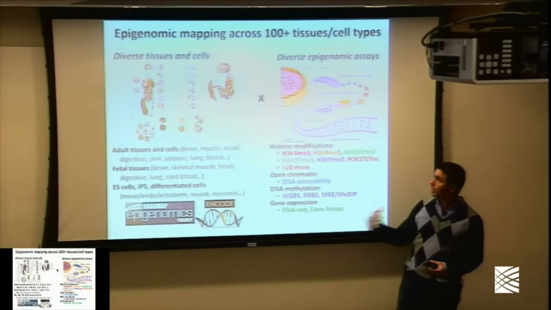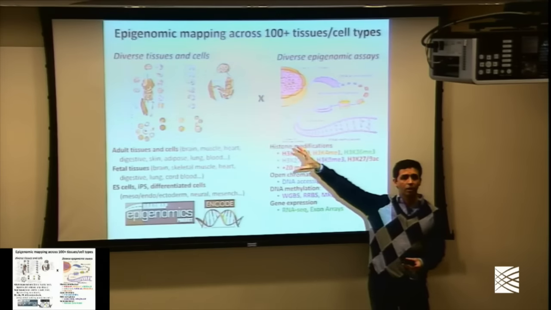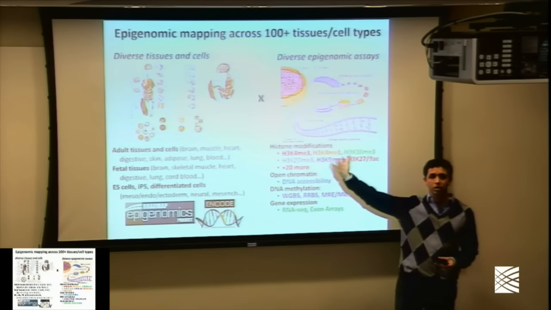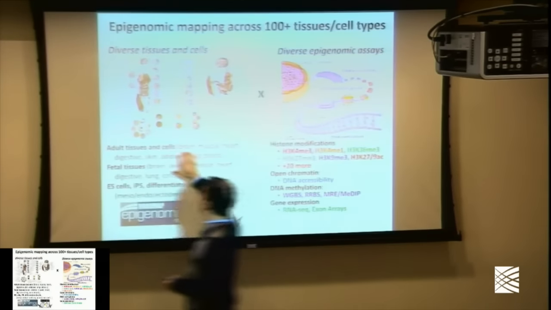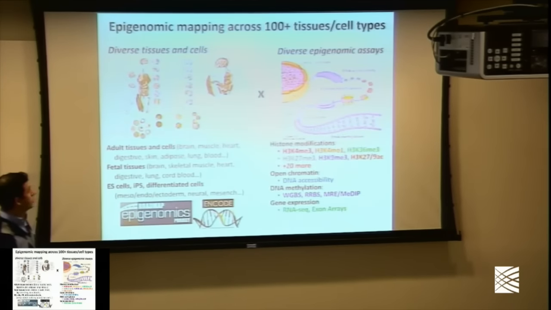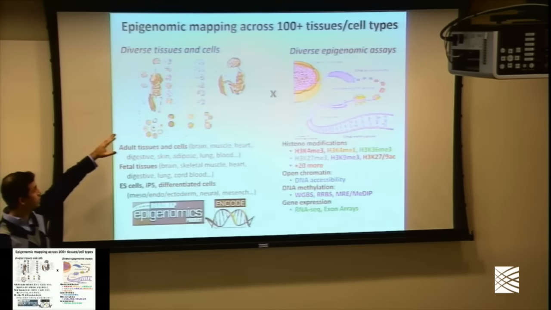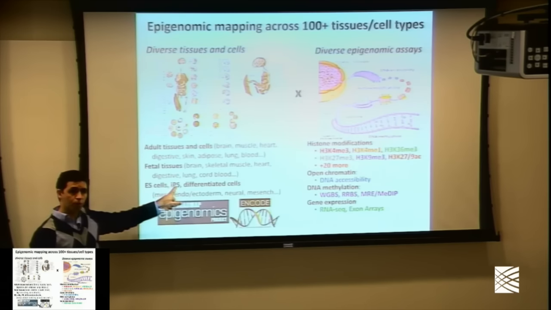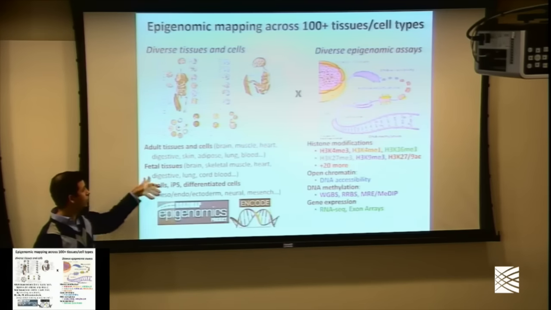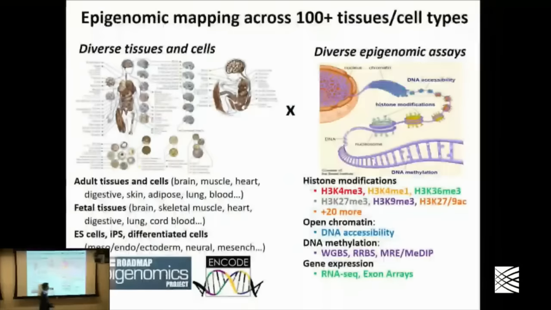So what was that effort? That effort was to basically systematically gather more than 100 different human tissues and cell types and map the epigenome for each of them. So what are they? Number one, we have adult tissues and cells, brain, muscle, heart, digestive, skin, adipose, lung, blood. Number two, we have fetal tissues. And number three, we have embryonic stem cells, induced pluripotent cells, and differentiated cells that are derived from these cells in vitro differentiation. And for each of those, we basically go after numerous epigenomic marks.